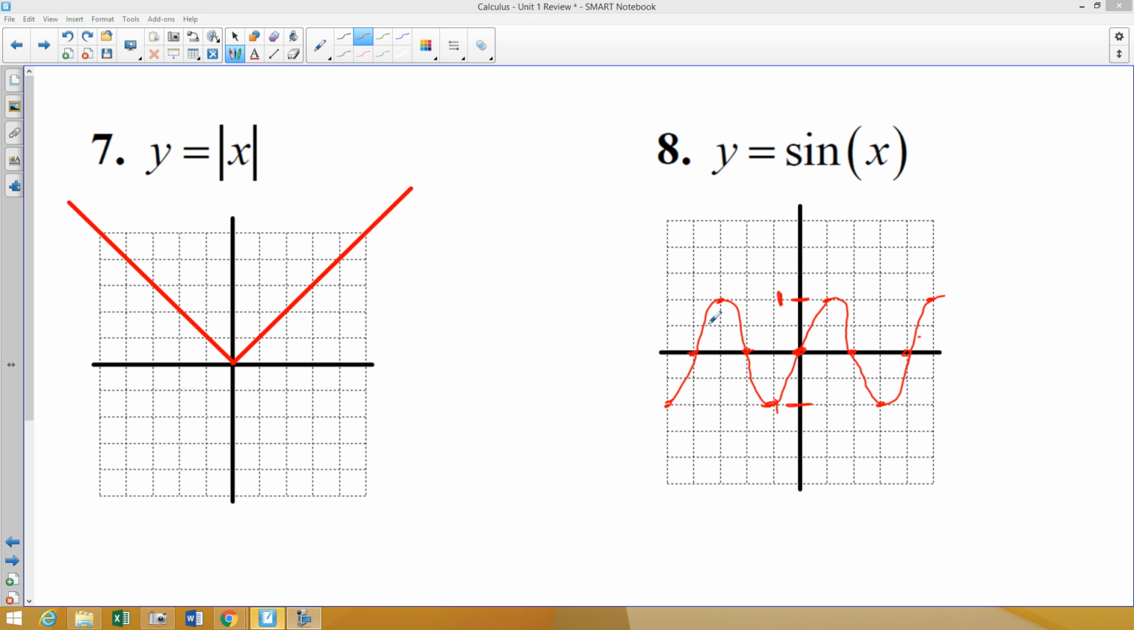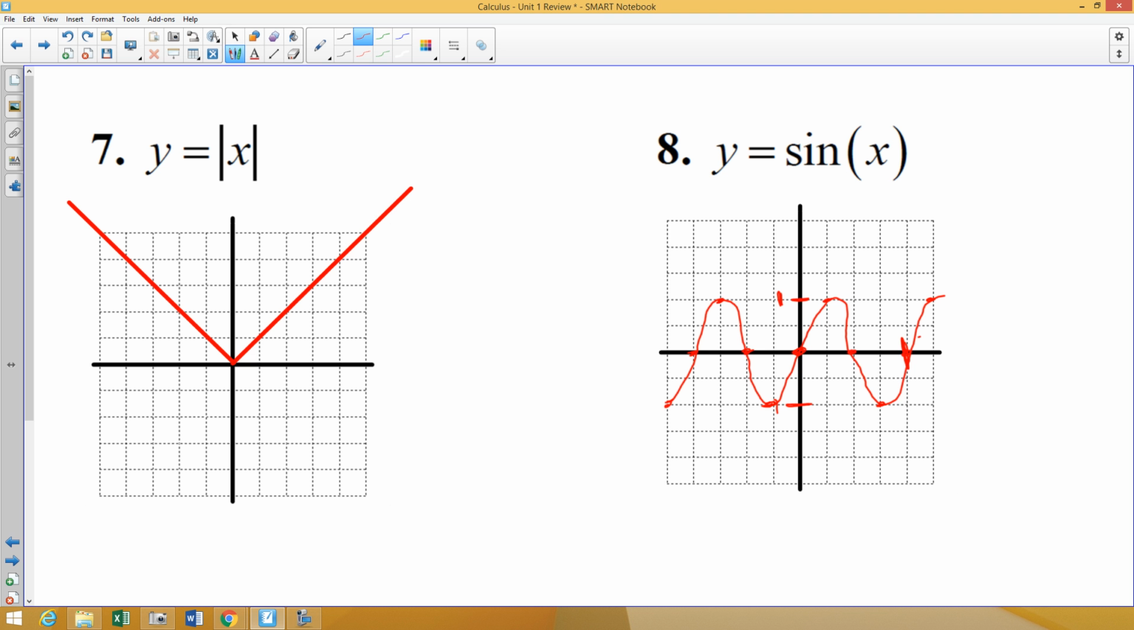Now, on this one, if I don't relabel the x-axis, I'm going to assume that this is x equals 1, this is x equals 2, this is 3, and this is 4. That is not what the x-axis should be, because the period of sine x is 2 pi. So you need to indicate that change in scale somewhere.